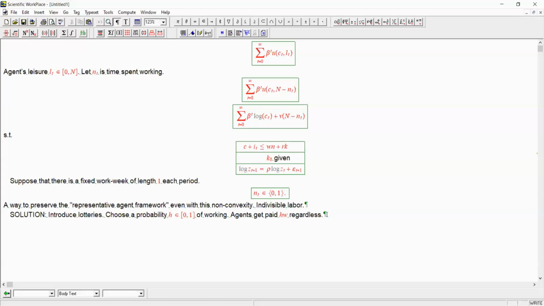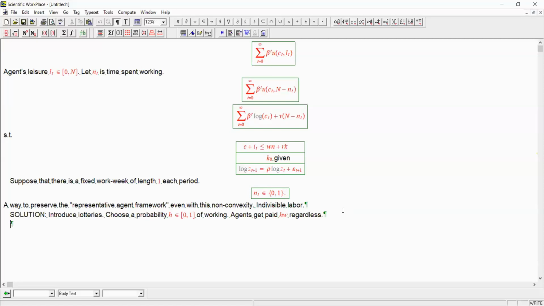and they get paid HW regardless of whether or not they work. Notice that if N is total labor used in this economy, then with labor demand equals labor supply, if the number of agents we have is 1, as usual, this is a 0-1 continuum of agents, then total wage bill will be HW. And the total number of agents working will, of course, be H, if everyone chooses the same probability H of working. So H will be employment, and 1 minus H will be non-employment.